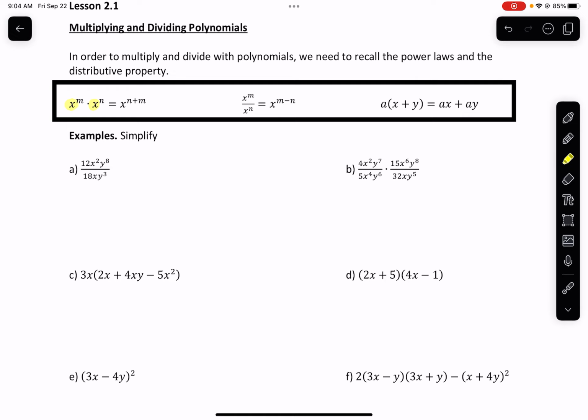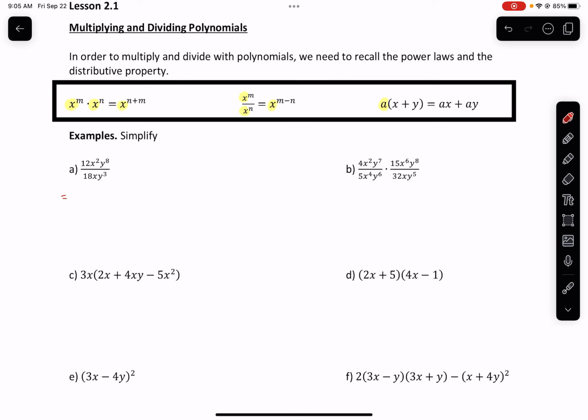What you're seeing here is because the base matches between the two things that I'm multiplying, I can add the exponents. For something where the bases match and it's in quotient or division, I can subtract the exponents. It's your quotient law. And then this is just some distribution. You're just distributing, the distributive law. You're just distributing that a into the xy.